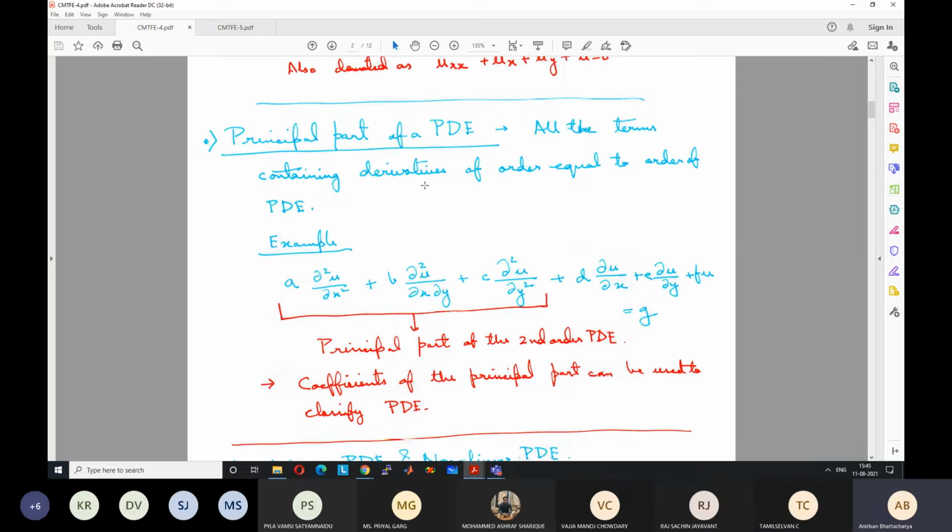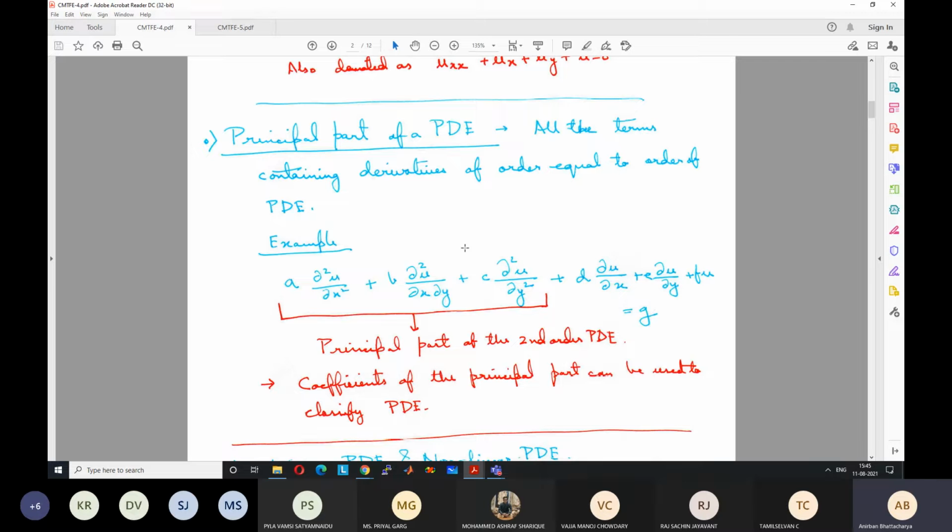If it's a first order PD, then all the first order derivative terms will constitute the principal part of the PD. If it is a third order PD, then all the third derivative terms will constitute the principal part of the PD. Why are we isolating this principal part? We will see later that the principal part of the PD plays a major role in classifying the PD, or in determining the solution algorithm, or the nature of the PD.